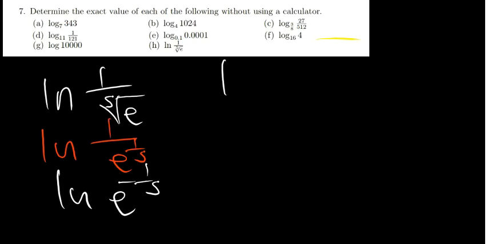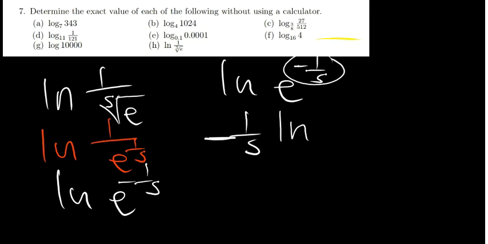So now I have got ln of e, remember it is in base e, to the power negative 1 over 5. I can shift the power to be in front, negative 1 over 5 ln e. Remember this is base e, so ln e of base e is 1. So I'm going to say the answer is negative 1 over 5. As simple as that. So that is it for question 5, for question 7.